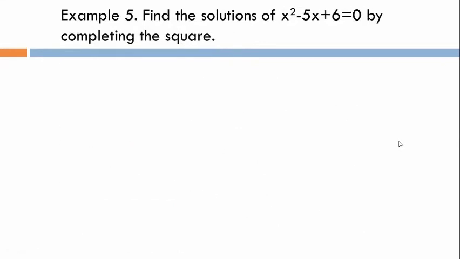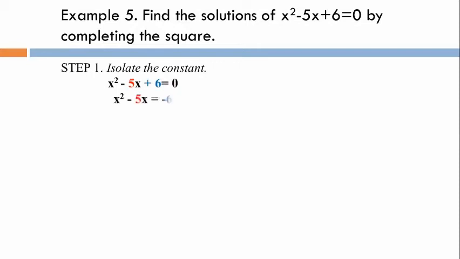Let's have the fifth example. Find the solutions of x squared minus 5x plus 6 is equal to 0 by completing the square. We have now the steps. Isolate the constant. So that's the process. We now get x squared minus 5x is equal to negative 6.